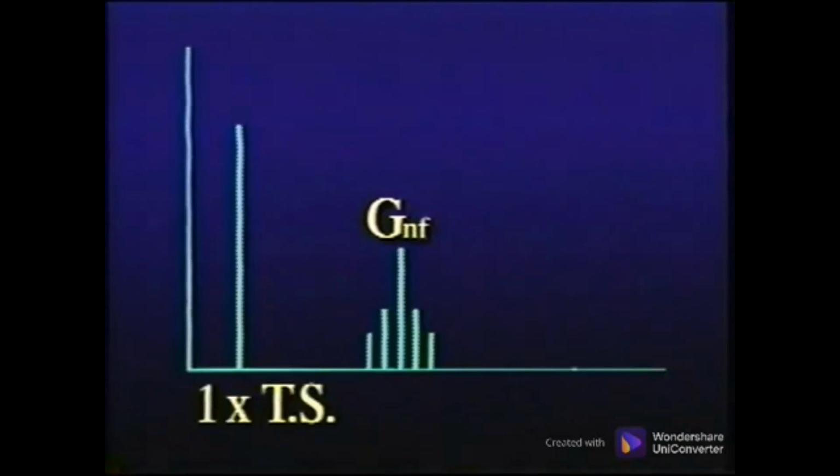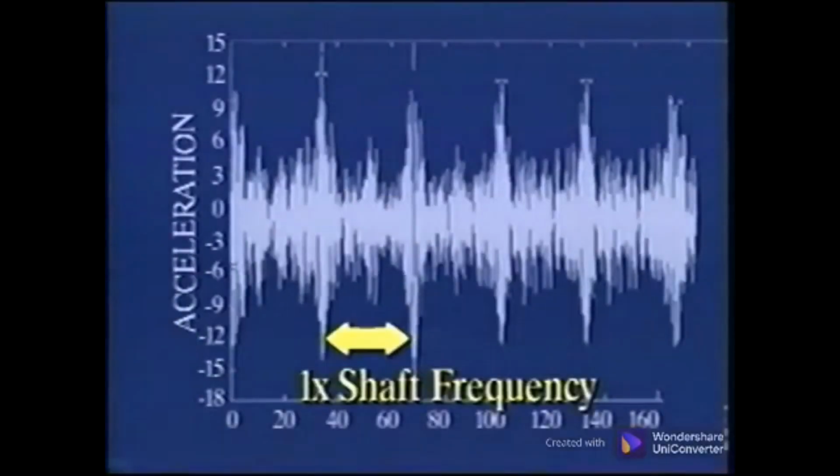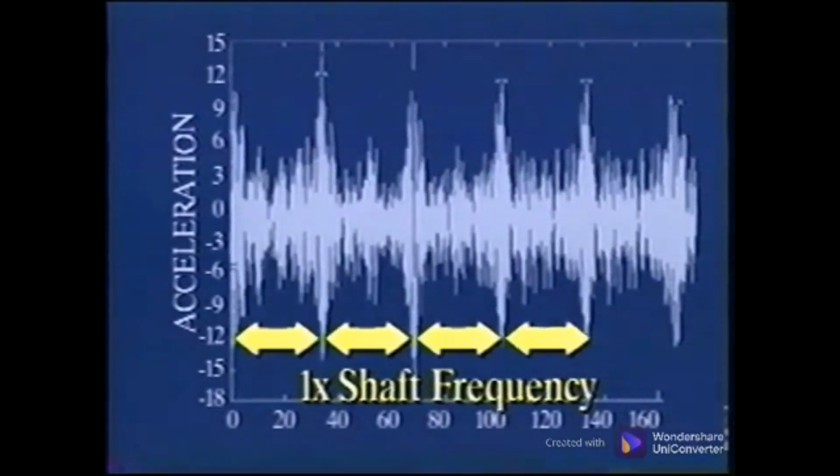Chipped, cracked, or broken teeth excite the natural frequency of the gear, which is modulated by shaft frequency sidebands. A high 1x RPM is present for the shaft. Use the waveform to determine the source of the peak. Remember to acquire a waveform with at least 5 full revolutions to see the repetitive impacting.